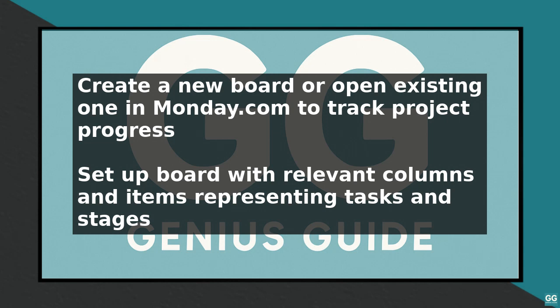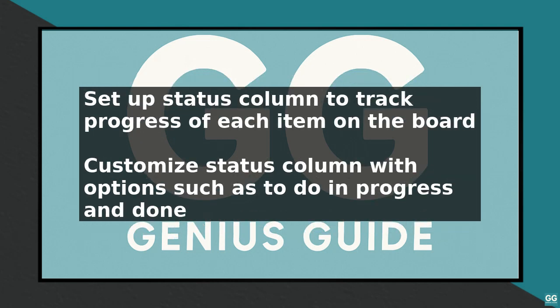The next step is to set up a status column, which will allow you to track the progress of each item on your board. To do this, click on the plus sign at the top of your board and select Status Column. You can then customize the status column by adding different status options such as To Do, In Progress, and Done. To track progress, you can also use a progress column, which will give you a visual representation of how much work has been completed.